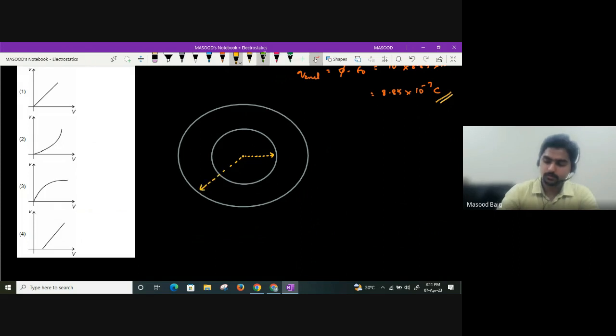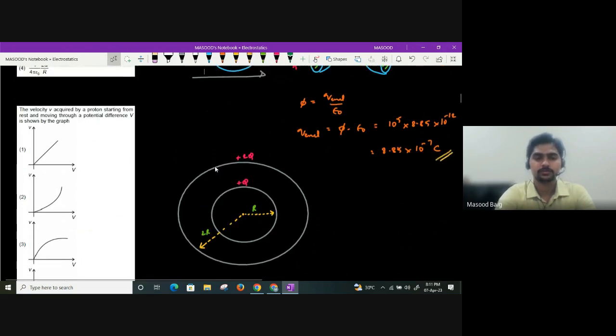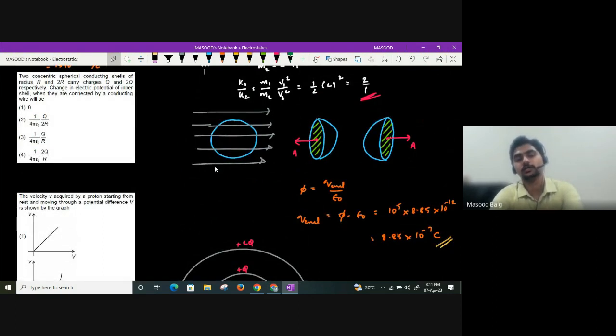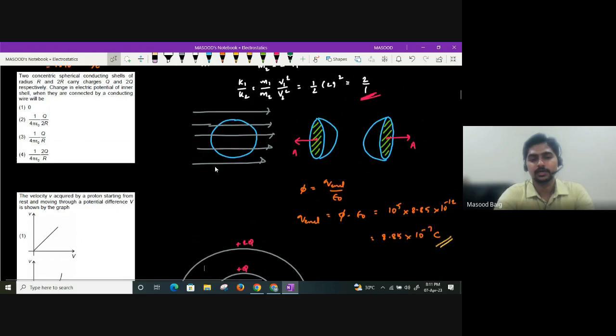Right. So on the inner shell, you have plus q charge, guys. On the outer shell, you have plus 2q charge, I guess. Inner shell has a radius r. This has a radius 2r. Now let us just come back to the question once again. They are saying that two concentric spherical conducting shells of radius r and 2r carry charges q and 2q respectively. Change in electric potential of inner shell when they are connected by a conducting wire will be how much?